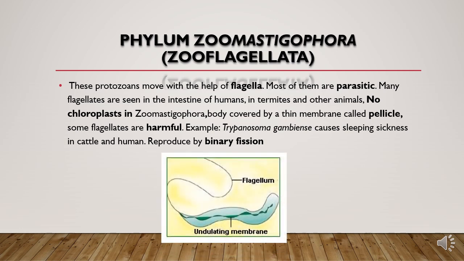They are very harmful. They reproduce by binary fission. So an example of this species is seen in the diagram. That is the flagellate, and they are seen mostly in humans' intestines. So along the small intestine and the large intestine, this is where you're going to find such a species.